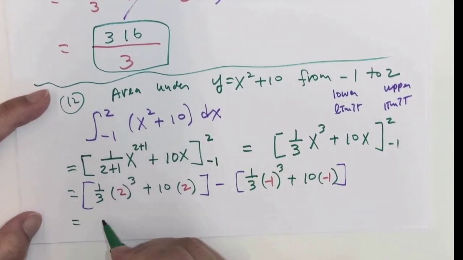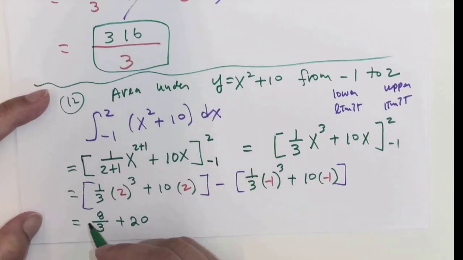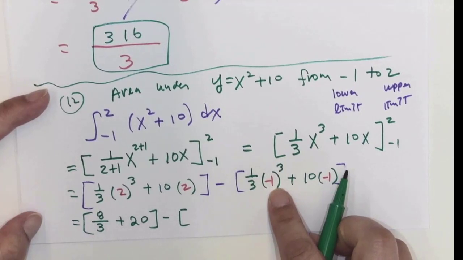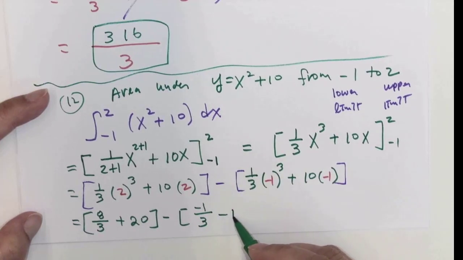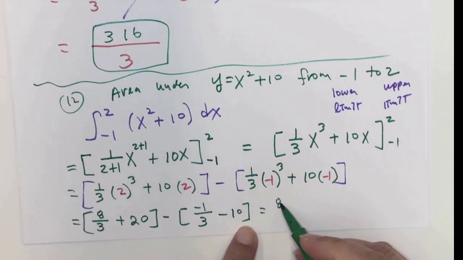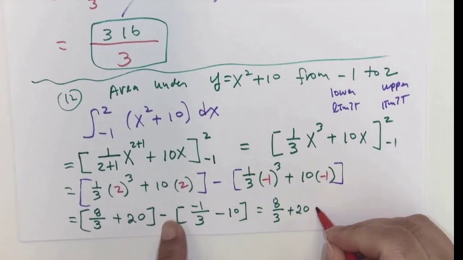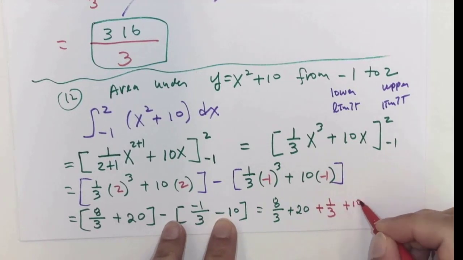But this is going to be 2 cubed, which is 8, right? On top, 3 at the bottom, plus 10 times 2 is 20. And then the second part, we are going to have subtracting. This is -1 cubed, which will still be -1, right? Over 3. And then this would be minus a 10. And don't forget to distribute that negative in there, okay? So we're going to have 8 over 3 plus 20. Distribute in there, becomes positive 1/3. Distribute in there, becomes positive 10, right?